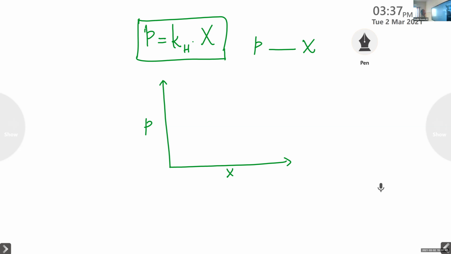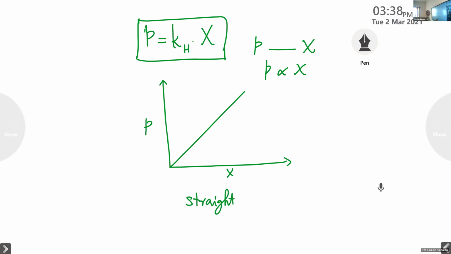You know, from the relation P is equal to Kh into X, P is directly proportional to X. That means when the mole fraction X increases, partial pressure also increases. So the nature of the graph will be like this. We get a straight line.